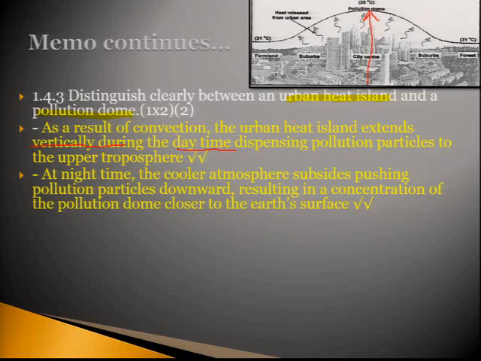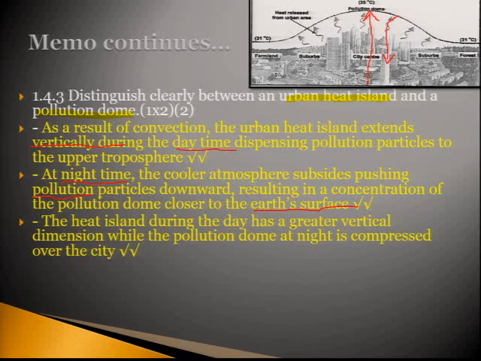Now let's talk of the pollution dome. The urban heat island explains the vertical upward movement that we get during the day. Now at night time, the air starts to be cooler, and it will start to subside. And this pushes your pollution particles downward, resulting in the concentration of the pollution dome closer to the Earth's surface. So we can conclude, with the urban heat island, the air will rise up and move vertically during the day. Your pollution dome subsides downwards at night, and immediately it subsides, it takes the pollution along with it. Then we say the urban heat island occurs when?